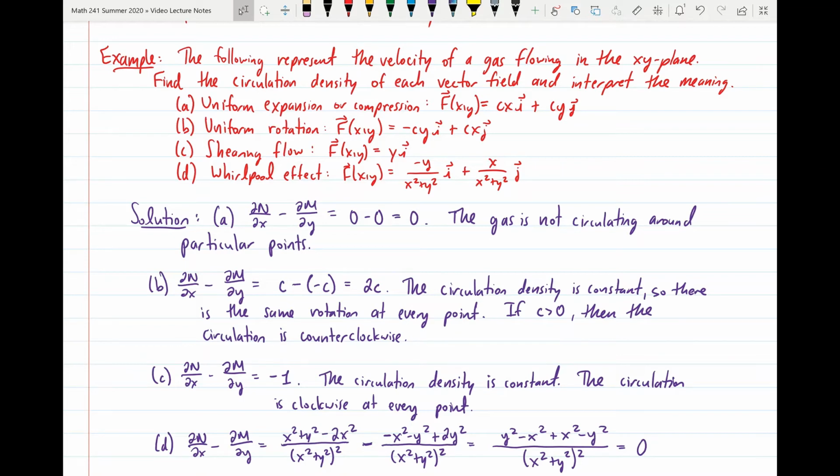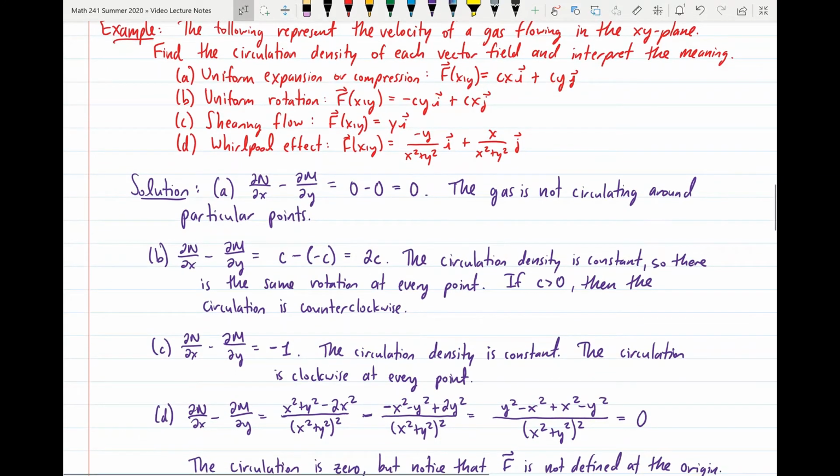So for A, we have uniform expansion or compression. So this vector field describes a gas that is all expanding from the center or all compressing towards the center. So the vector field is F(x, y) equals cxi plus cyj, where c is just some constant. So you can think if c is less than 1, then this gas is going to be compressing towards the center. And if c is greater than 1, then the gas is going to be expanding away from the center.